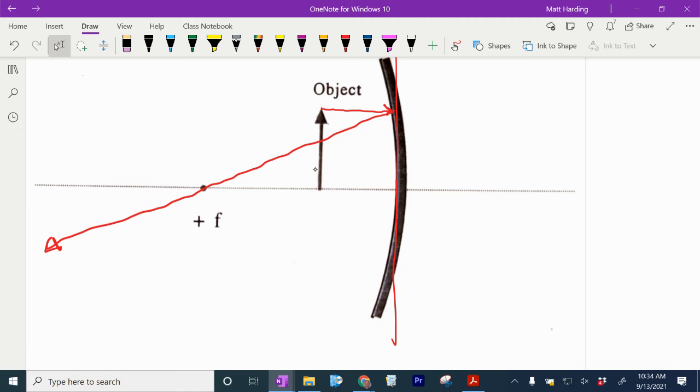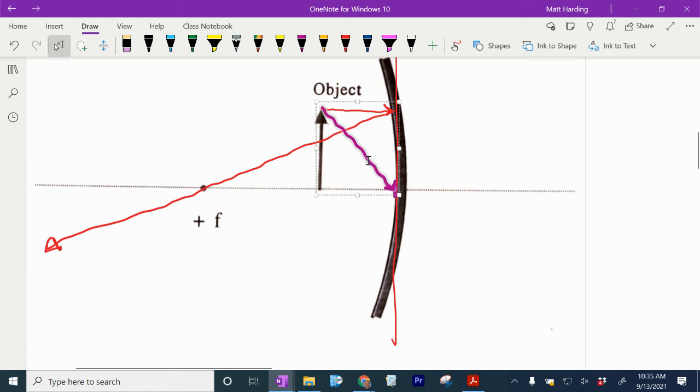If you consider the surface of the mirror right here at the axis of symmetry, it's pretty much perpendicular to the axis of symmetry right there in the center. So a second ray would be one that is directed towards the middle of the mirror, and it's going to come off at the same angle.